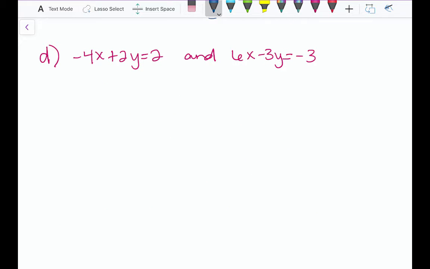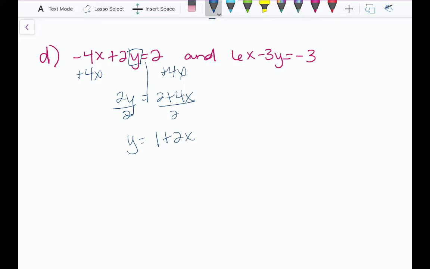Our last example is a little bit more complicated because neither of these equations has a variable all by itself. And in order to substitute, we must have a variable isolated, either x or y. So I can solve either of these equations for x or y. I'm going to solve this equation for y. That's just what I'm choosing. It seems like perhaps it might be the easiest. So in order to solve for y, I'm going to add 4x to both sides. So 2y equals 2 plus 4x. Divide by 2 on both sides. y equals 1 plus 2x. Take a moment, make sure you understand where I got that from.